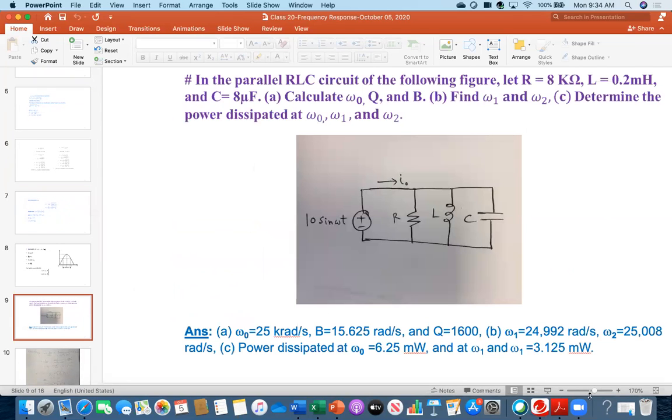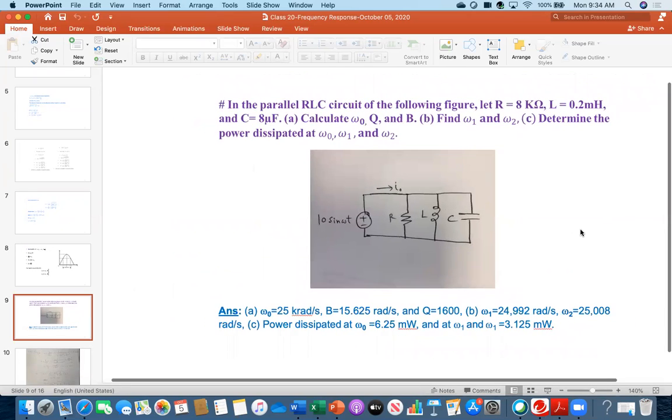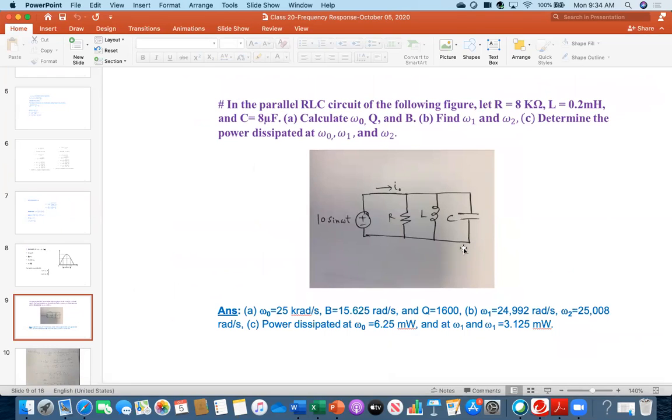Now let's have a look at an example. Then it will be more clear to everybody. Everybody see, this is a parallel circuit. Voltage is 10 sine omega t. Current is flowing through R, L, and C. Now, you see the statement: in the parallel RLC circuit of the following figure, let R equal 8 kilo ohm, L 0.2 millihenry, and C is 8 microfarad. Based on this, calculate omega naught, Q, and B.